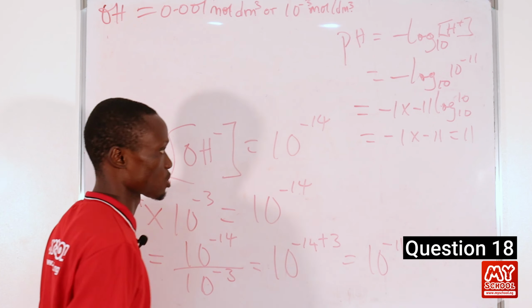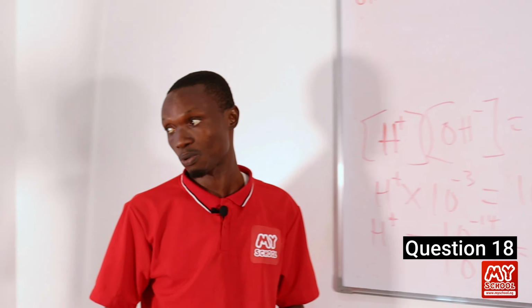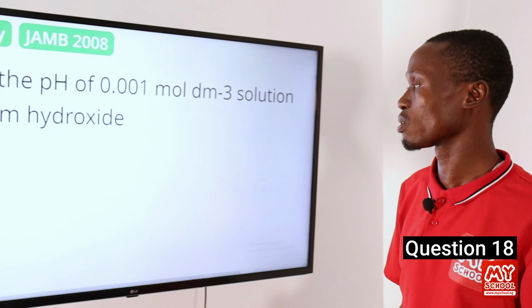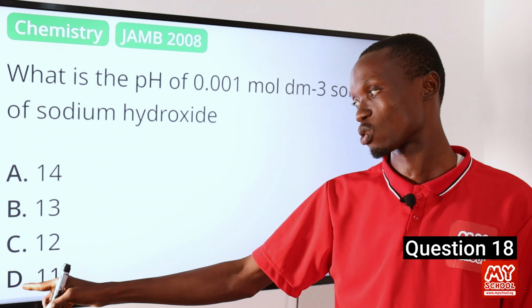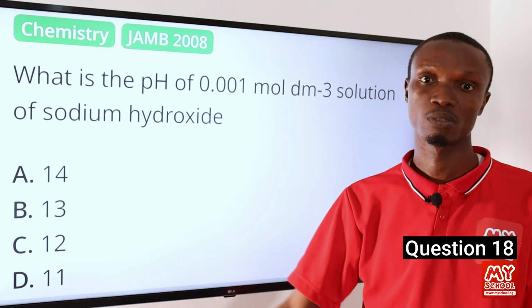So let's move over to the screen to pick the correct option. From our calculation, we got 11. So the correct answer to this question is option D, 11.